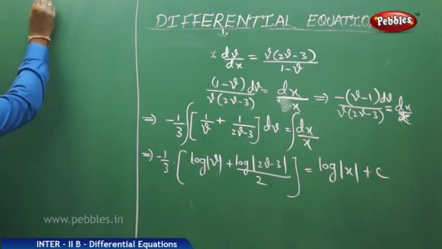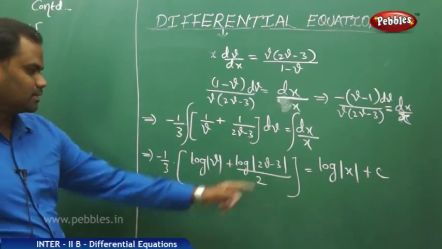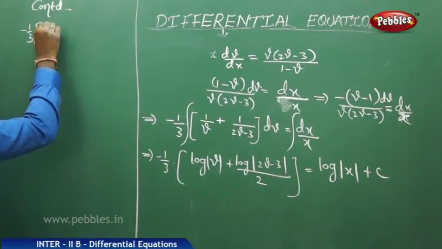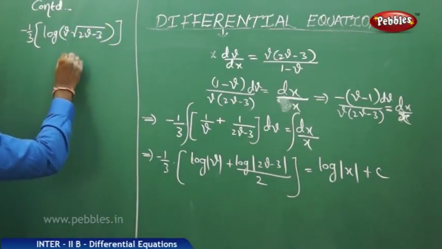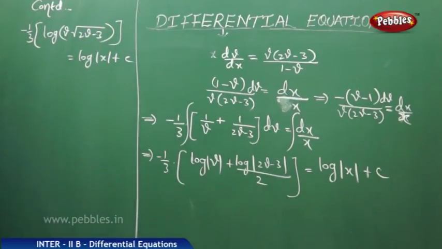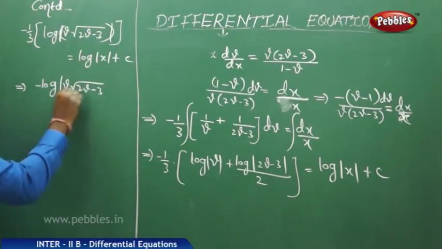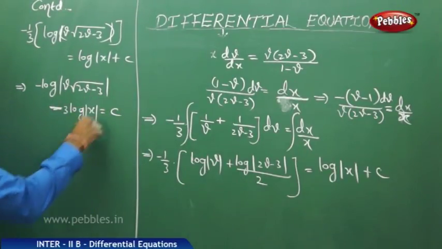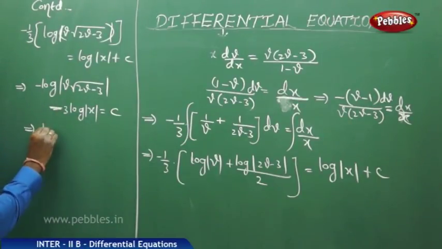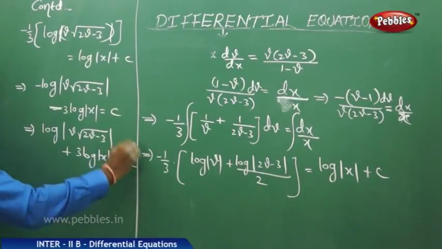Next, further simplifying this, we get minus 1 by 3 of log v plus this can be used as log v root of 2v minus 3 is equal to this plus c. So on further simplification, taking 3 to the right gives us minus log v root (2v minus 3) minus 3 log x is c. So taking all log terms to the left and taking this on the right, I get log mod v root (2v minus 3) plus 3 log mod x is minus c.